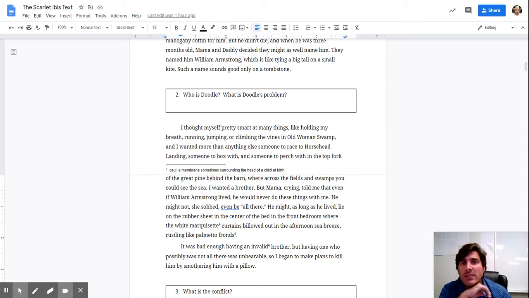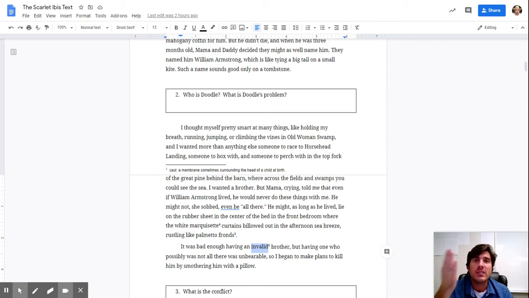So when you read this sentence, be very careful because we get this mama crying in the middle of it. He might not, she sobbed. He might not be all there, she's telling her son. All right, well, now our narrator, who wanted this brother, has a brother who is possibly mentally handicapped, okay, and an invalid, with physical disabilities, with mental disabilities.